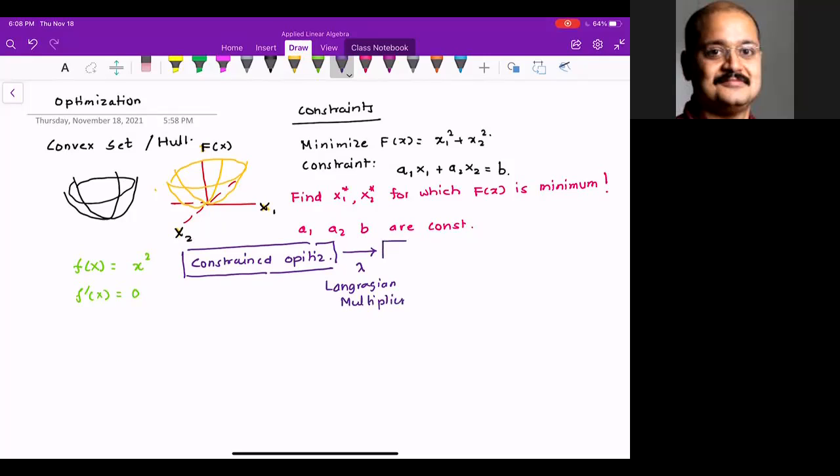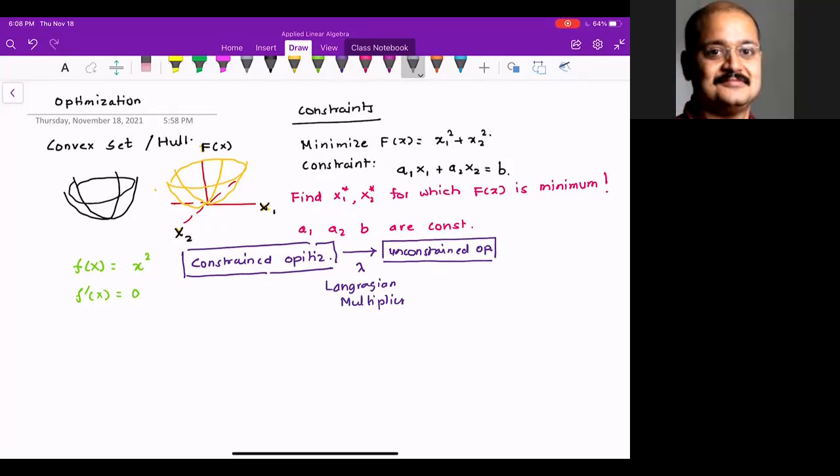Convert this into an unconstrained optimization problem. So how does it do it? There is a very simple trick.